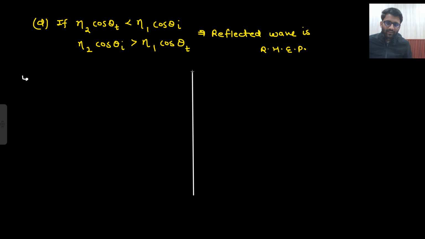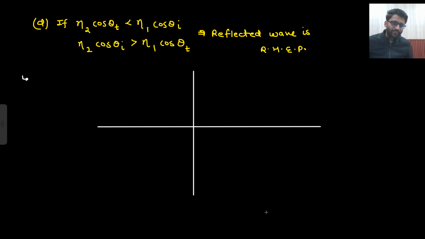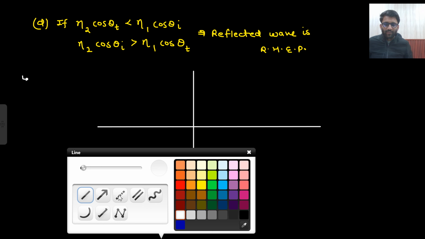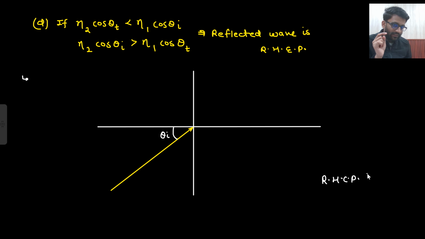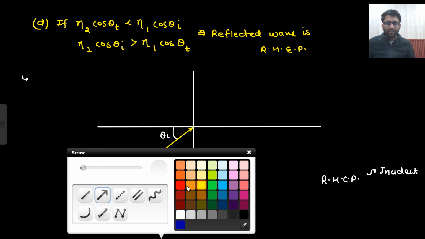What I need to make: this is the boundary plane, and this is my plane of incidence, and this is how my wave is coming. My wave is coming like this, and it is striking at an angle of theta I. What I need to make? I need to make a right hand circularly polarized incident wave. Polarization is always defined with respect to the E field. Polarization is always defined with respect to the E field.